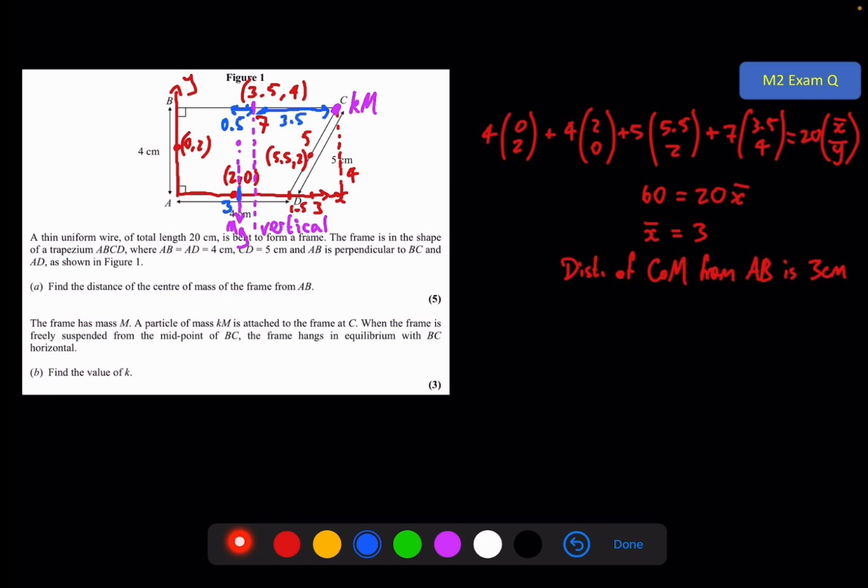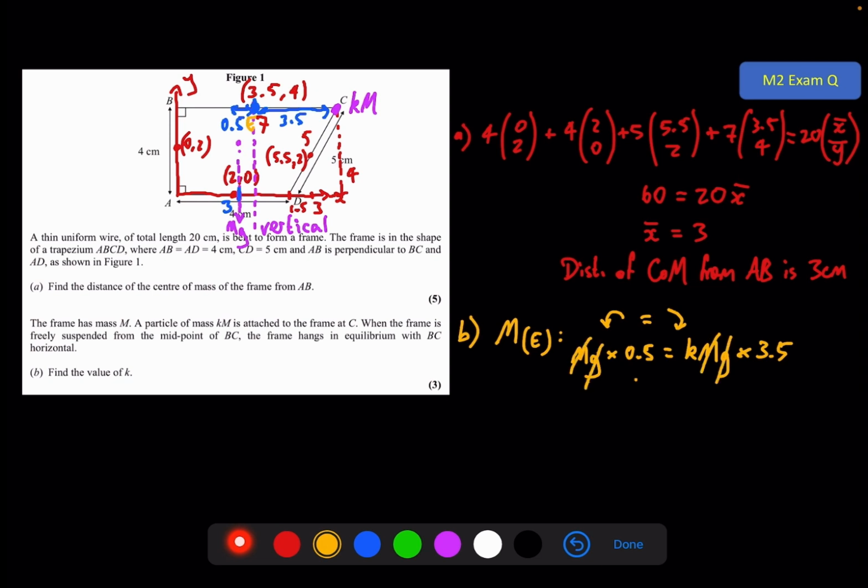So if we take moments about the midpoint here, we should be able to find the value of k. Part A up here, part B in yellow, taking moments about point, let's call it point E, I'll label it on the diagram. Then if it hangs in equilibrium, we know that the anti-clockwise moments must equal the clockwise moments. Anti-clockwise, we've got the mass of the framework times g to give the weight, multiplied by the distance 0.5, and that has to equal kmg times 3.5. They cancel, divide through by 3.5, and we get k is equal to 1 over 7.